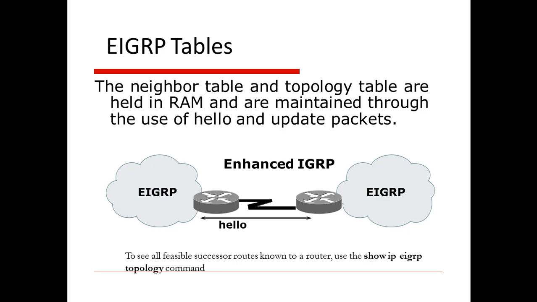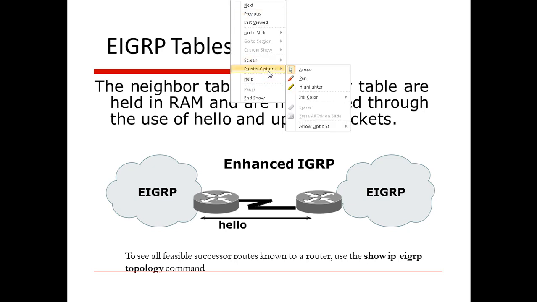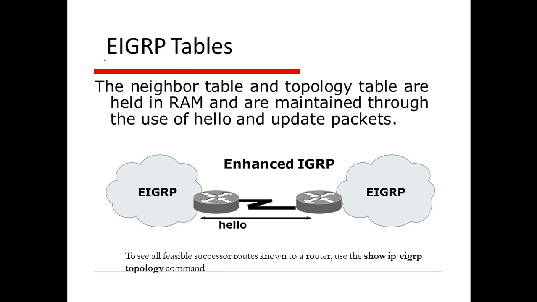The neighbor table and the topology table are held in the RAM. This kind of protocol uses the RAM, and it stores the topology and the information of the neighbor tables in the RAM, and these are maintained through the use of the hello packet.